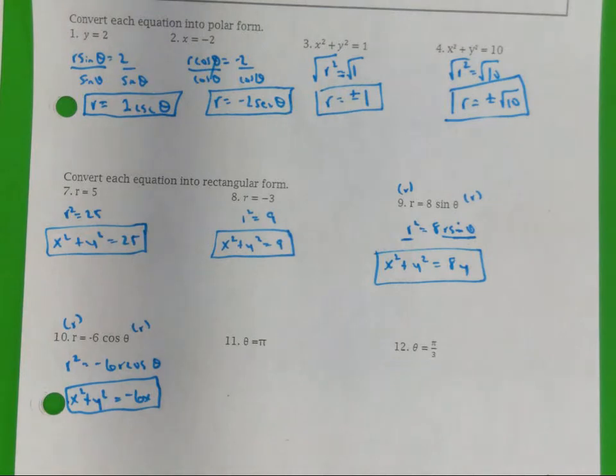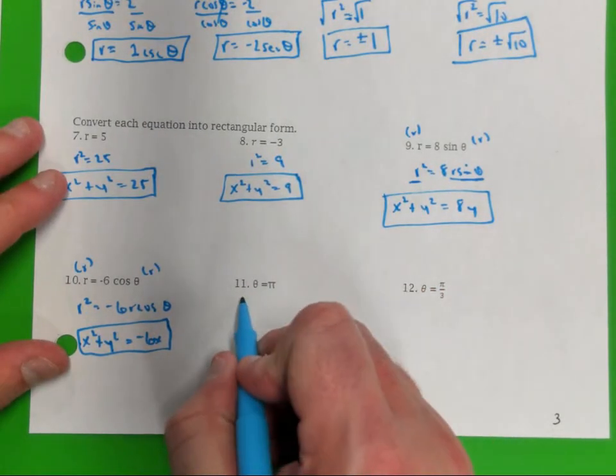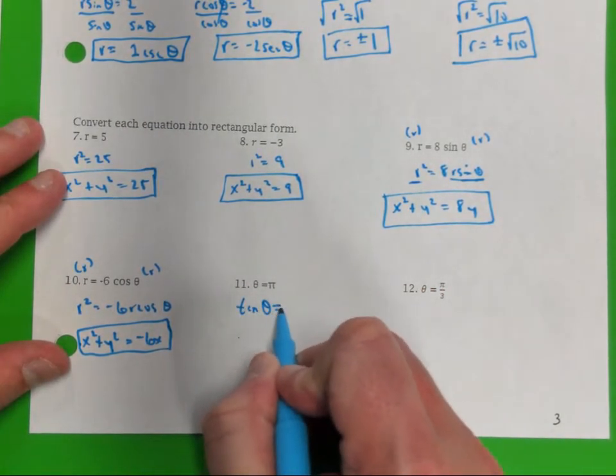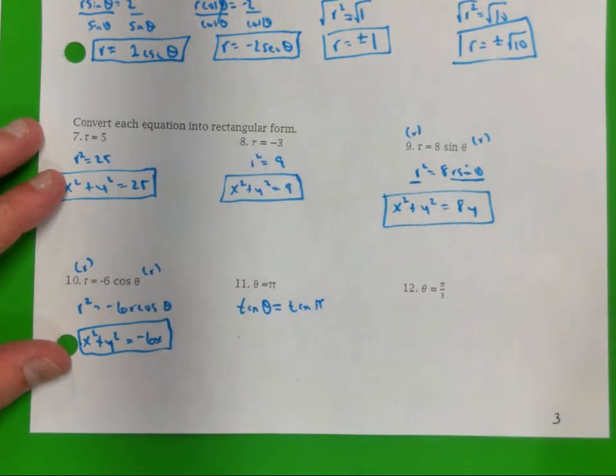Now, 11 and 12 are a different type of problem too. So here are the 3 scenarios you might be presented with. You might square both sides, multiply both sides by r, or you might have one that involves theta. In order to do theta, you're just going to take the tangent of both sides. Tangent of theta equals tangent of pi.